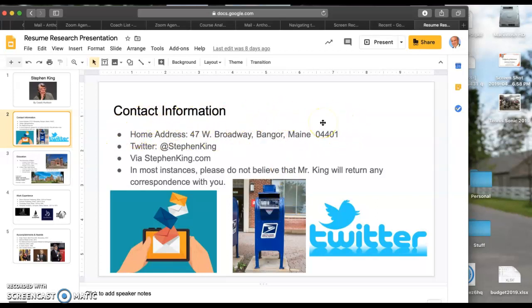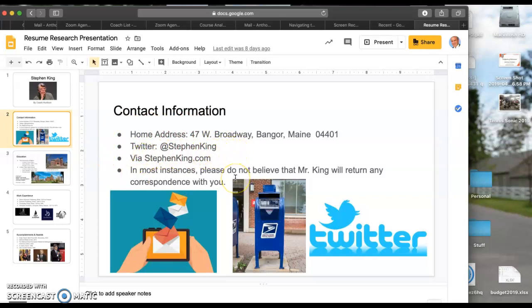But let's go ahead and make sure that we do find a snail mail address for our person. Also, most of your people will probably have a Twitter account. In my case, Stephen King does have a Twitter account. Is it really manned by him? Who knows? It could just be manned by a publicist. But I could potentially get into contact with Stephen King via Twitter.